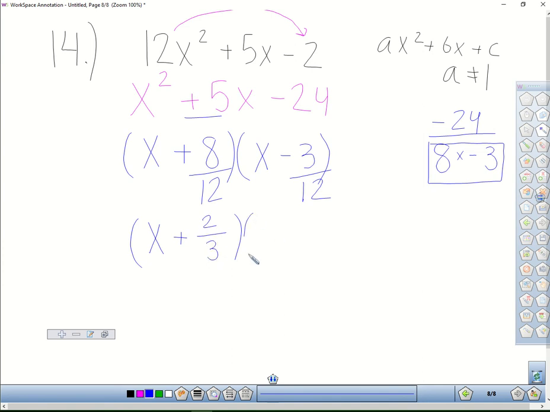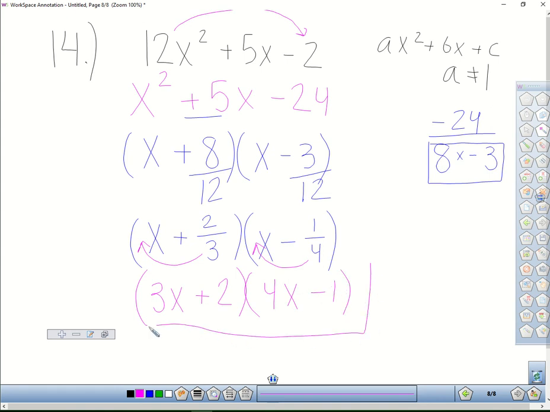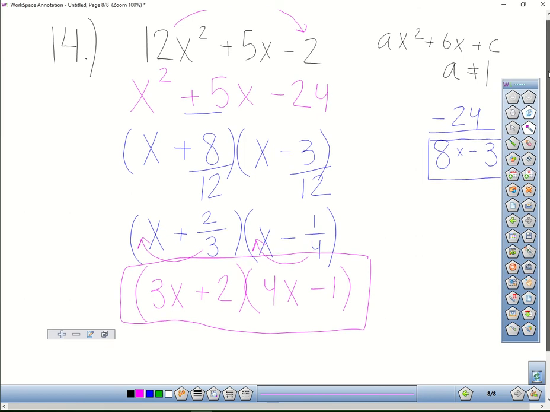Good, 2 over 3. And then over here, what's the reduced form of 3 over 12? Very good. So what you do to finally complete it is, whatever you found for your fractions, you take the denominator, bring it in front of the x, and you end up with 3x plus 2 times 4x minus 1. And that is your factored form, and you can confirm that with FOIL if you want to.